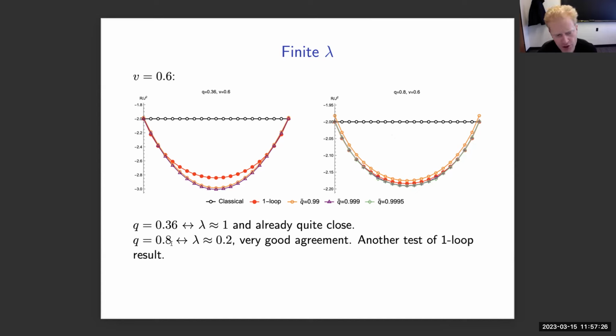Now, if we take q to be closer to 1 or lambda closer to 0, so we take q to be 0.8 or lambda to be 0.2, then lambda is smaller. It's not super small, but it's smaller. And here we already see that the red plot becomes very, very close to the green one, anyway to the bottom one. Okay, good. So this is another test of this analytic formula that I wrote before. It shows that when q becomes closer to 1, the one loop result is indeed a very good approximation of it.